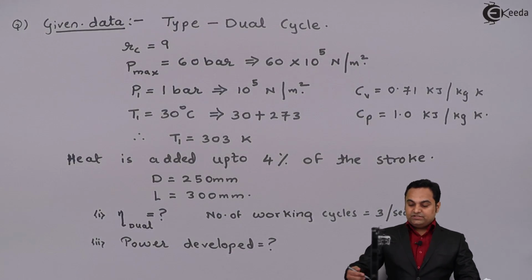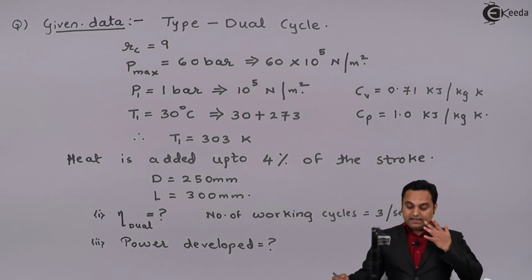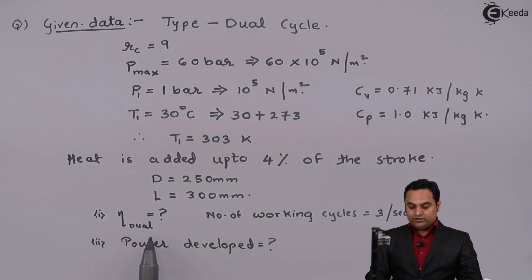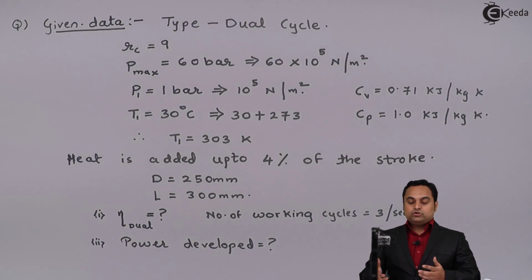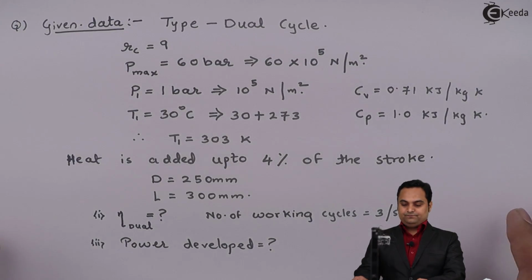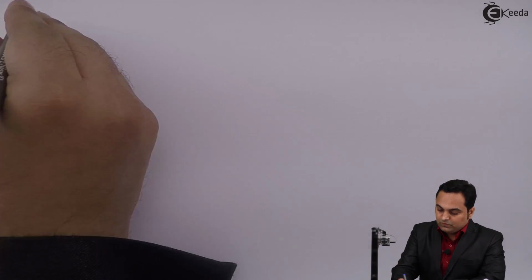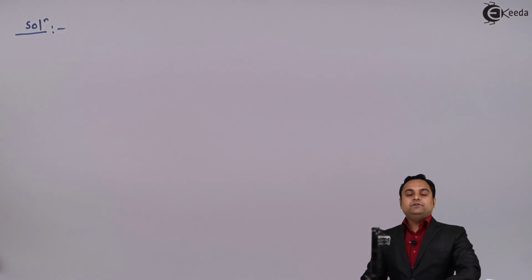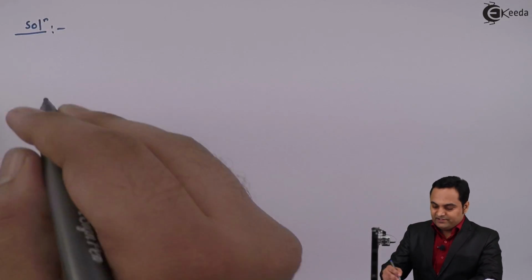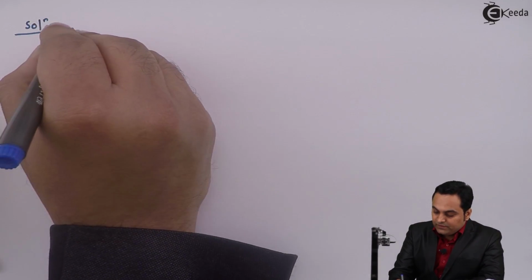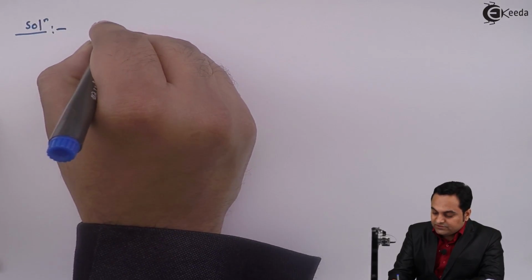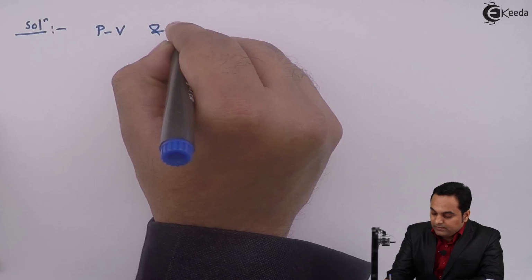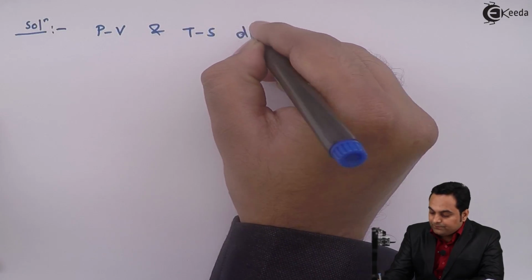So now this is the question we have in front of us, and here if we see, the first thing we have to find out is the efficiency of the dual cycle. So with the data available, let us try to get the solution to this problem. Now in the solution part, the first thing will be to draw PV and TS diagram for the dual cycle.